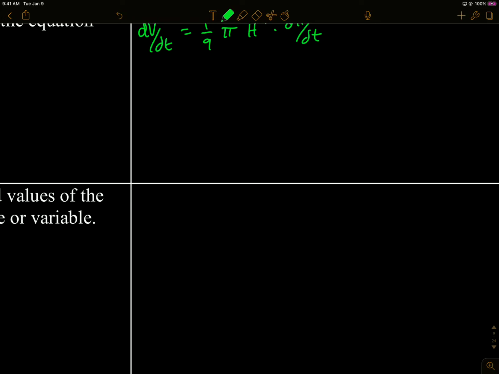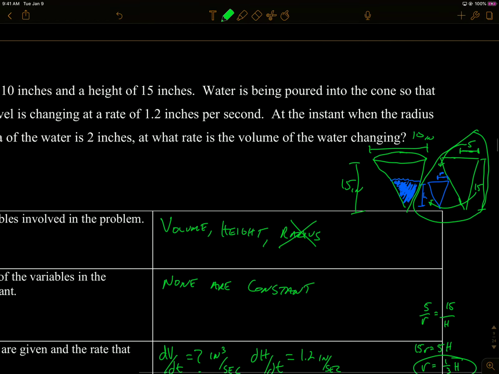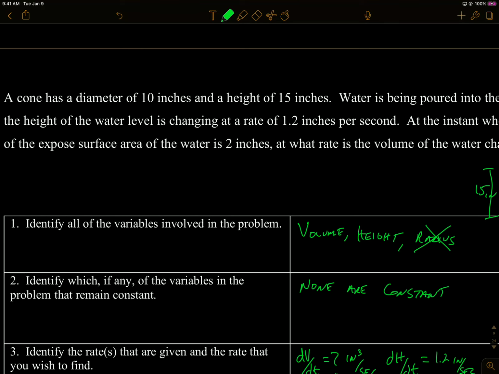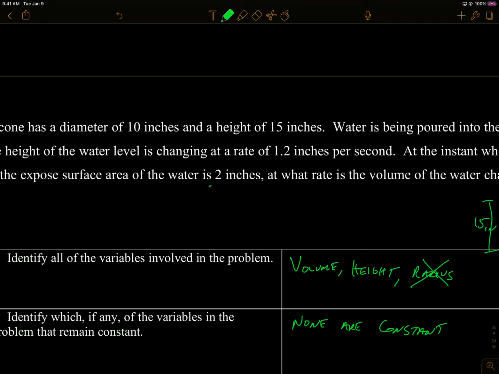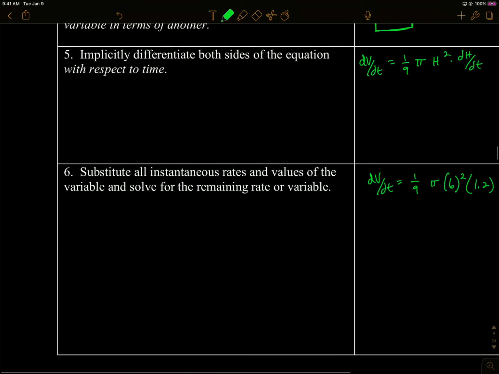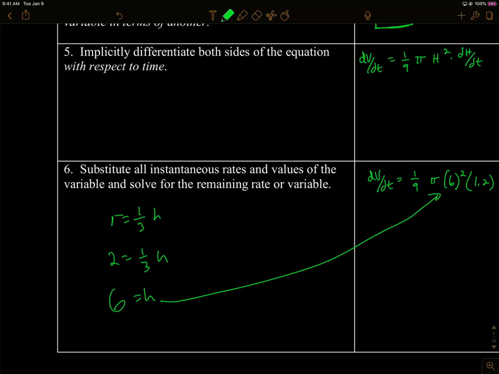So I'm going to get dv/dt, which is what I'm looking for, equals 1/9 times pi times 6 squared times 1.2. Because the problem said when the radius of the exposed surface was 2 inches, we need the height. So we can use that side equation again. That's how I got the 6. Radius equals 1/3 height. So if I know the radius is 2 inches, I can solve for height. Height is going to be 6. So that's where that 6 comes from.